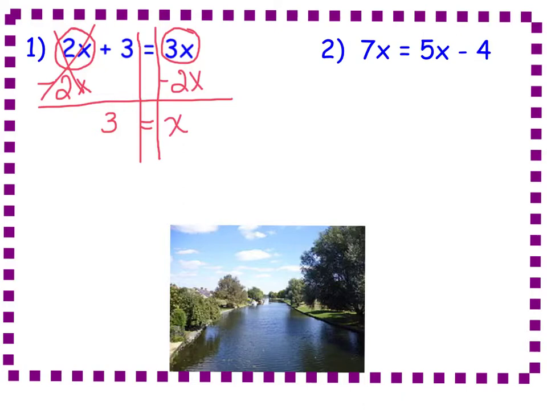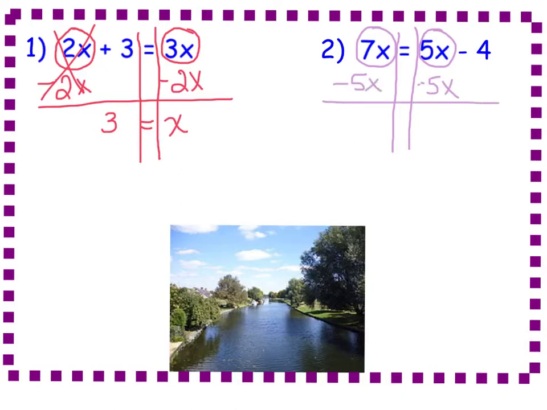Okay, now let's go ahead and solve problem number 2. So first we have two sides of our equation again. We have terms with variables on both sides, and I'm looking for the side that has more stuff. In this case, the side with more stuff is the 5x minus 4. So what I'm going to do is first get rid of the term with the variable on the right side. So I'm going to subtract 5x from both sides.